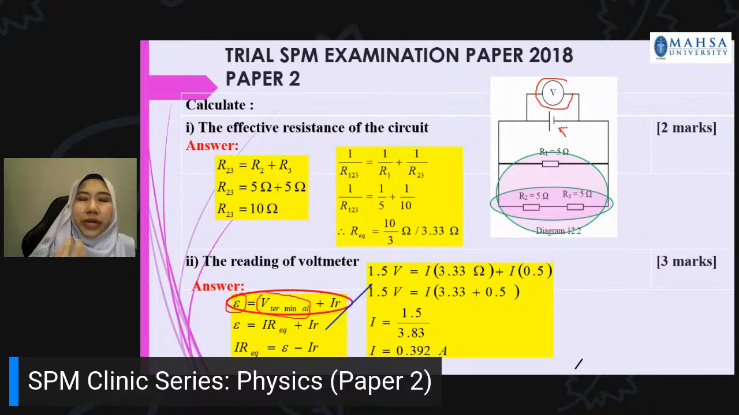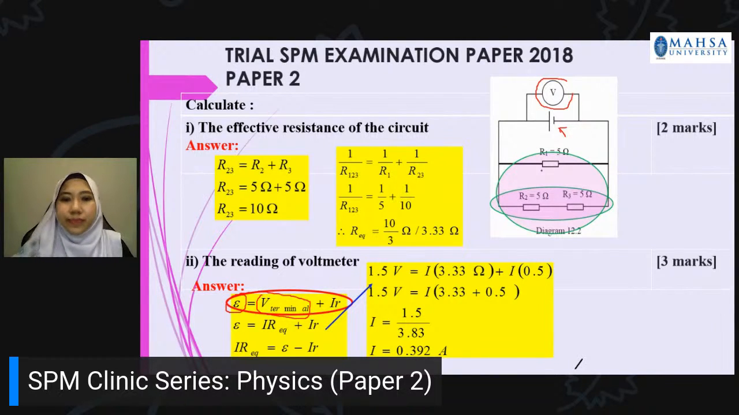When you don't have internal resistance, you use the voltmeter to measure the voltage on your battery. If you open the circuit, the voltmeter reading is the same as the value of your battery. But now when you have internal resistance, the value of V is not equal to the value of your battery. Now you need to use the formula E equal to V plus Ir.